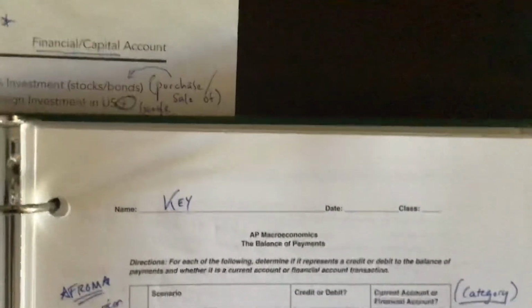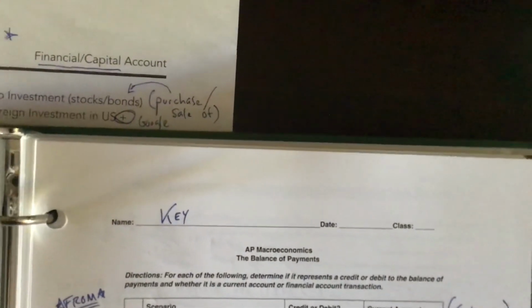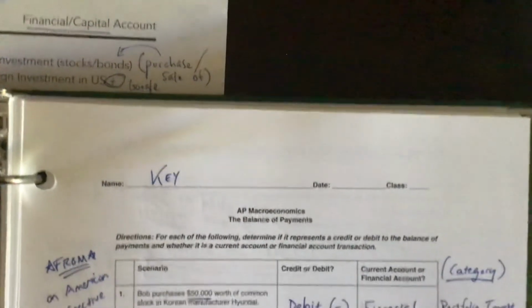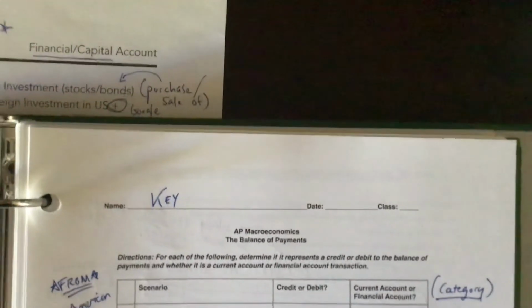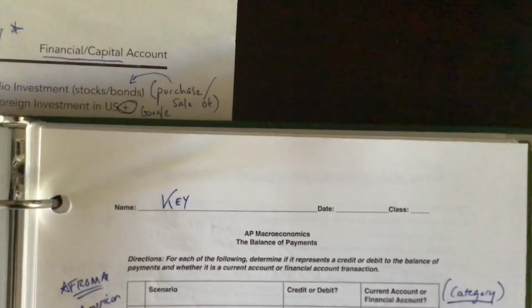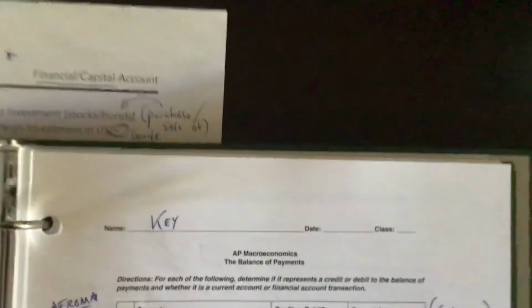So, sorry for the black screen. You've got your notes. And so, boom, you come to the key over here. US AP Macroeconomics, Balance of Payments. Here's the directions. We'll just do this together, okay? Number one. For each of the following, determine if it represents a credit or a debit to the balance of payments and whether it's a current account or a financial account transaction.